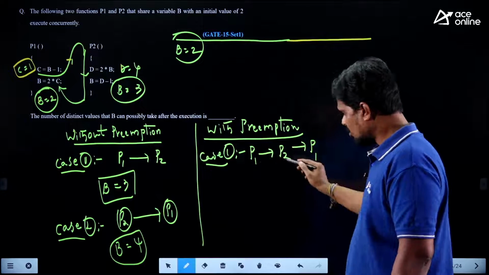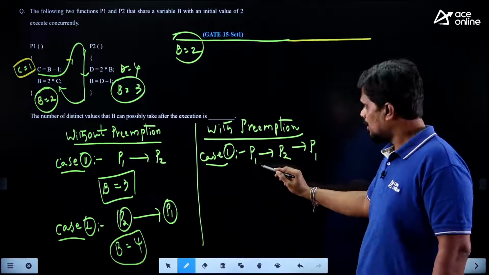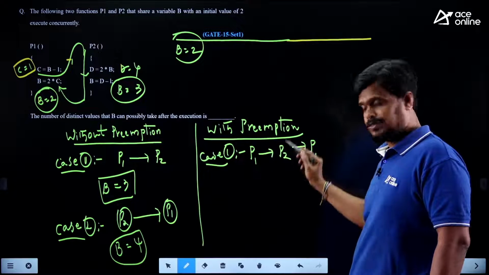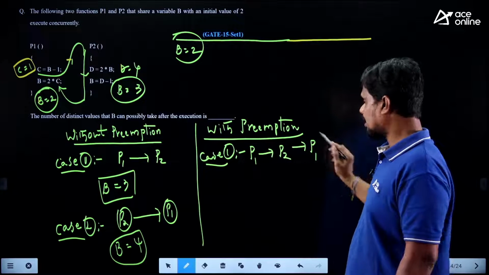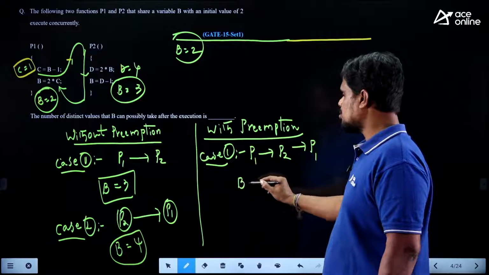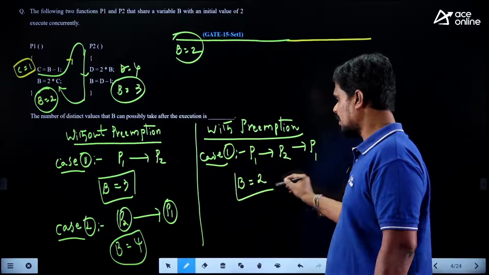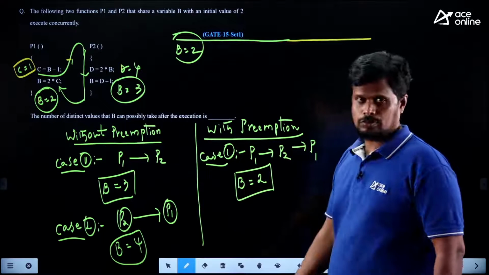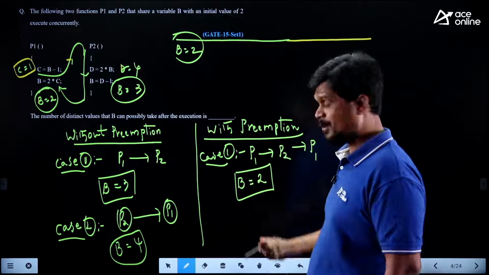With this execution, first I am executing P1. Then I am taking the preemption with P2, finishing up P2, and then again coming back to P1. With this kind of execution order, with the preemption case, I am getting the B value at the end as 2. So this is case 1 in the preemptions.